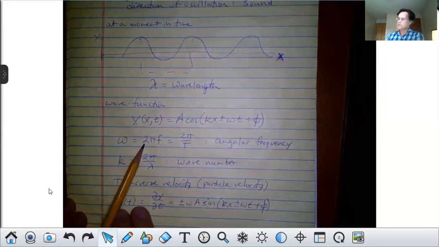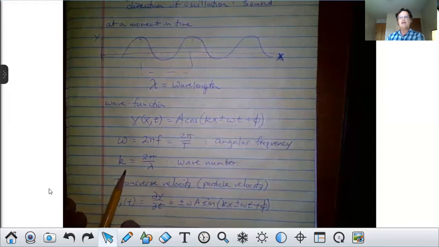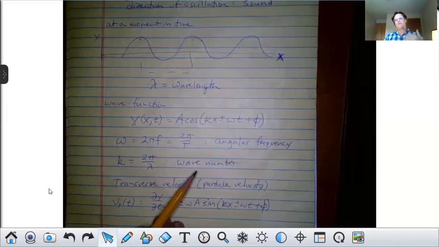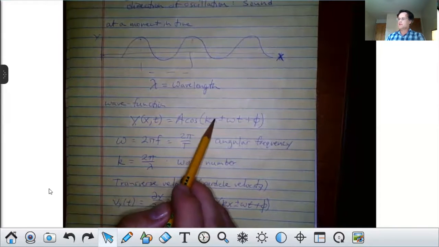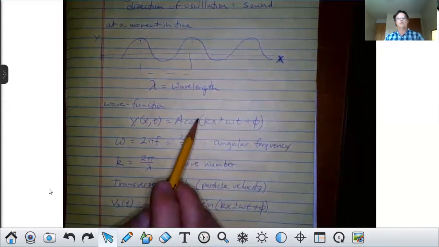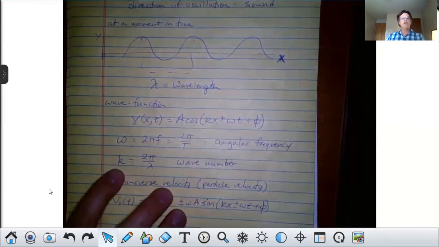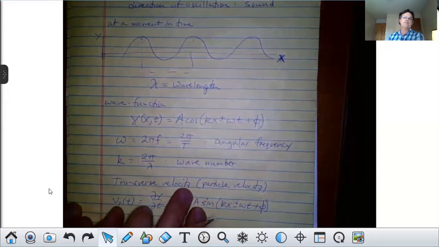Again, omega, the angular frequency, is just 2 pi times the frequency in hertz, or 2 pi over the period. The k is 2 pi over the wavelength, and it's called the wave number. What it tells me is the number of waves per meter. I have a 2 pi over lambda here because when x is equal to lambda, I've got 2 pi radians and I've repeated the motion. The cosine will repeat after 2 pi radians. So that's the wave number. Don't confuse it with the spring constant. I'm using k again, but it doesn't mean the same thing.